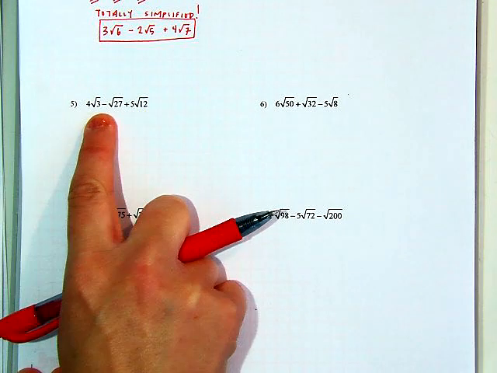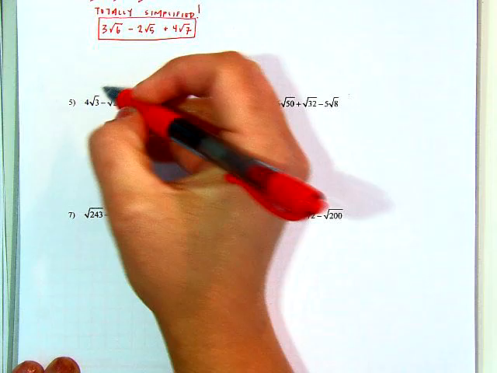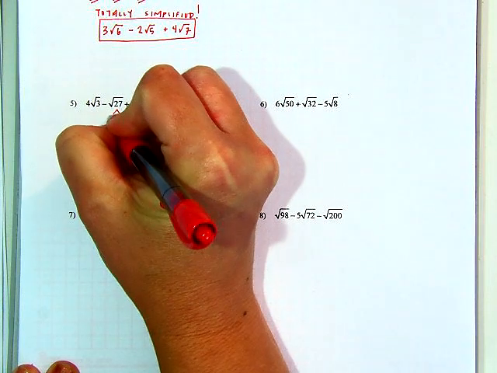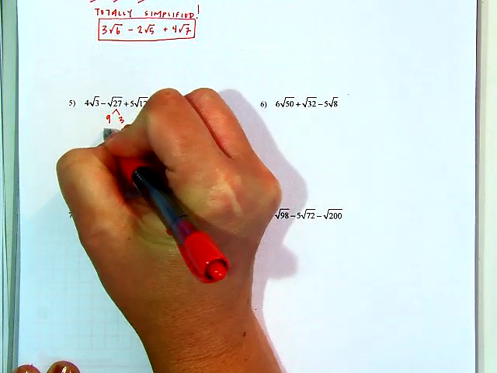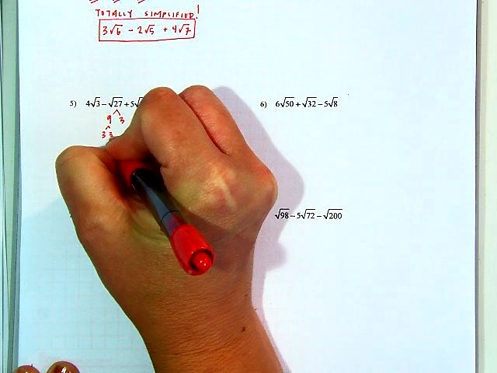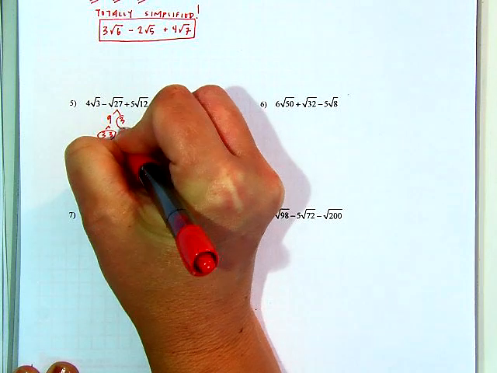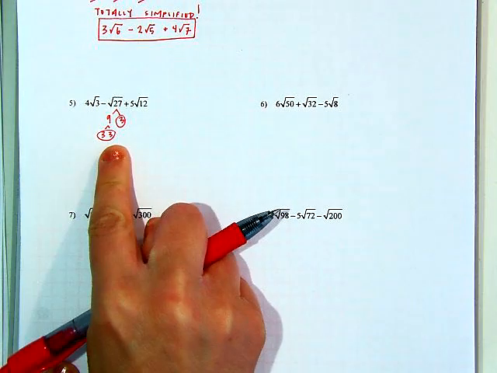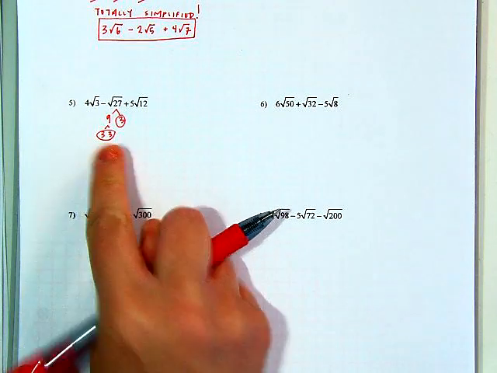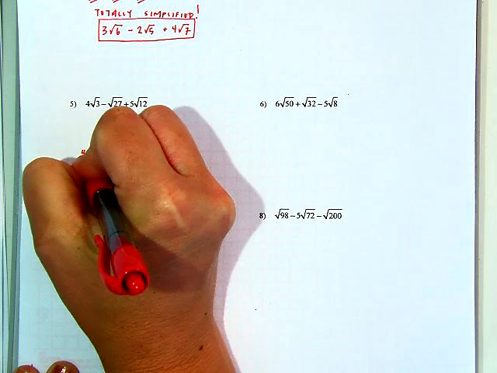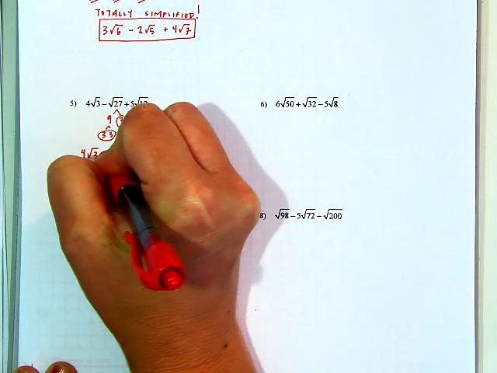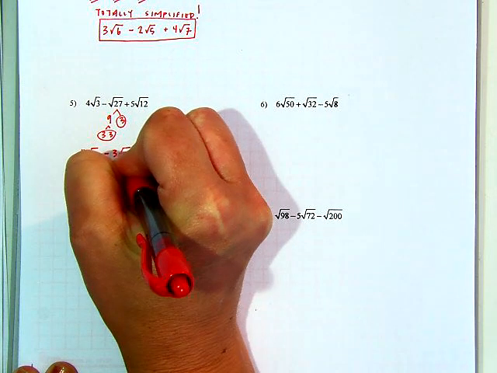So here I have minus the square root of 27. So square root of 27, I know that's 9 times 3. 9's a perfect square. It's going to give me a pair of 3's with this 3 staying behind. So I know that this becomes 3 square root 3. So I had that 4 square root 3 to start, minus 3 square root 3.